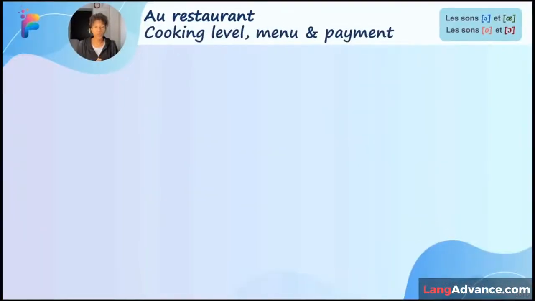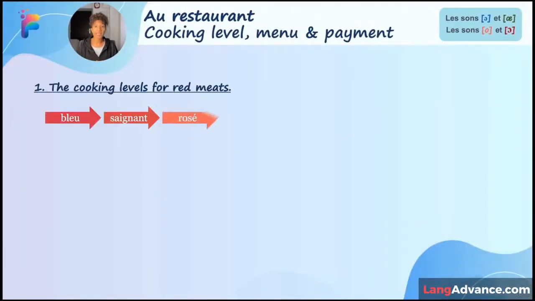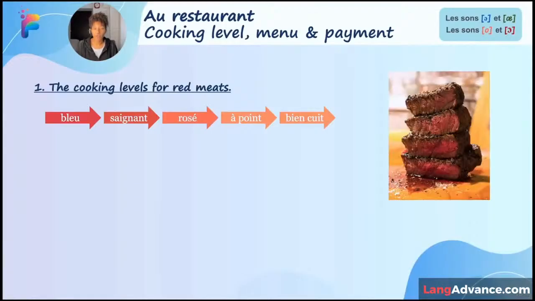Cooking level, menu and payment. Let's start with the cooking level of the red meat. We actually have 5 different cooking levels in French. The least cooked will be bleu. Then we have saignant, rosé, à point, bien cuit.